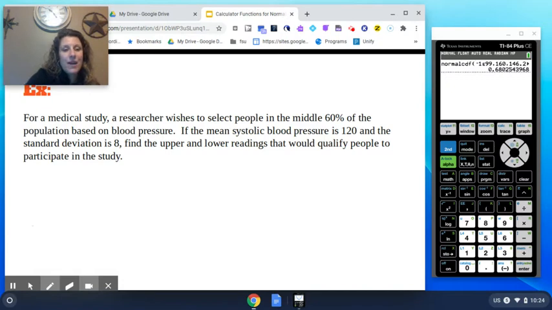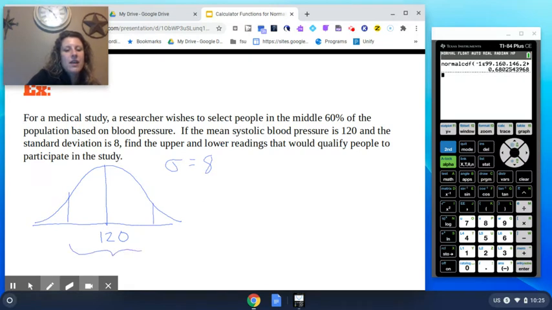Again, I'm going to go ahead and draw out a picture so we know exactly what we're trying to find for this scenario. So we have a normal curve centered at a mean of 120. I'm just going to pull the standard deviation off to the side. The standard deviation is 8. We want the middle 60% of data. So we want this area to be 60%.